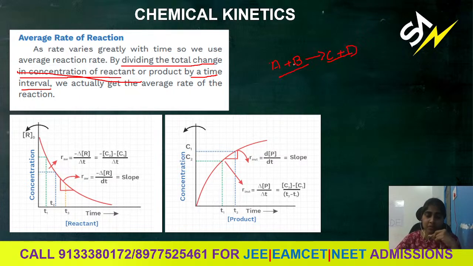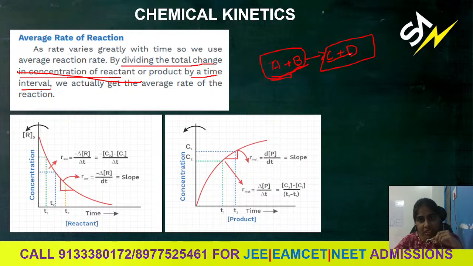When a reaction takes place, the reactants, that is A plus B, start reacting and gradually decrease. The reactant quantity decreases and finally they start forming the products.